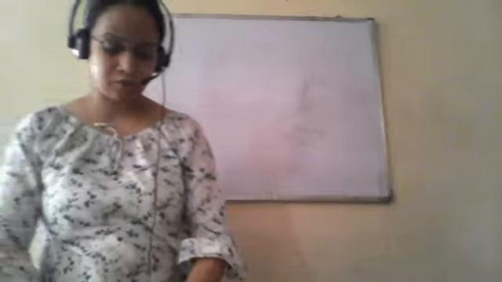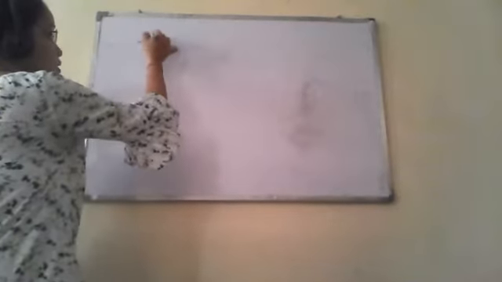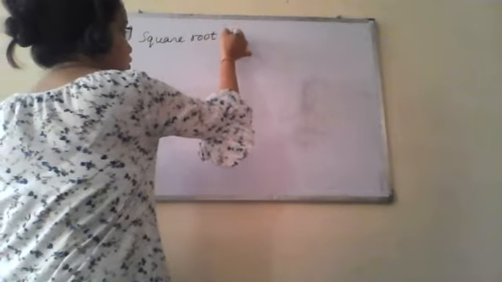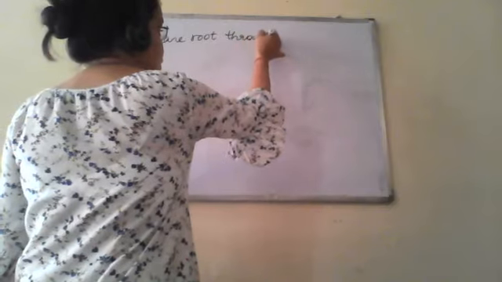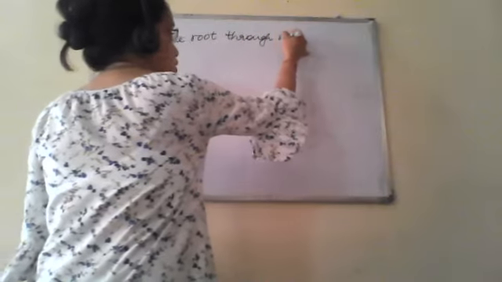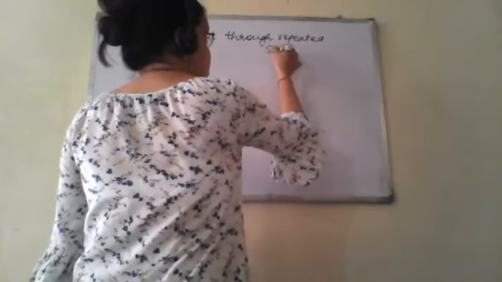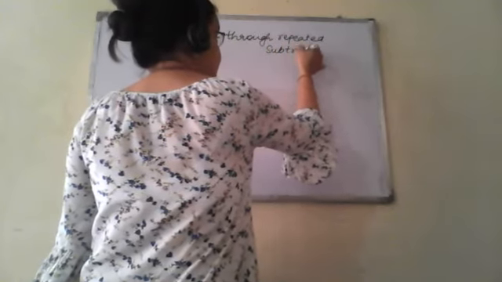Now, prime factorization we will see later. First, let us see finding square root through repeated subtraction.